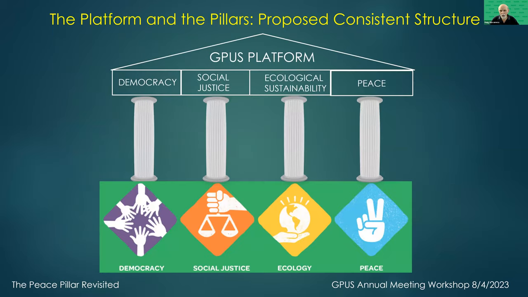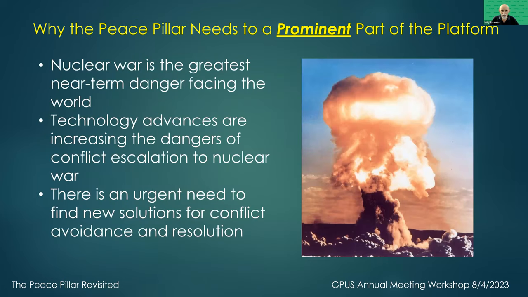This is what we think the correspondence should look like. There should be a direct representation of the peace pillar in the GPUS platform. And the economic justice section can be handled as a wing of the social justice chapter. And that would give more opportunity to explain the interrelationships. Now, why do we think it should be prominent? Well, I don't have to explain this to members of GPACS or to many members of the party, but I'm going to go through my pitch anyway.